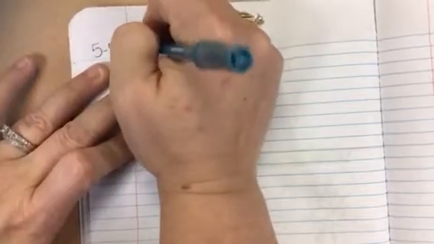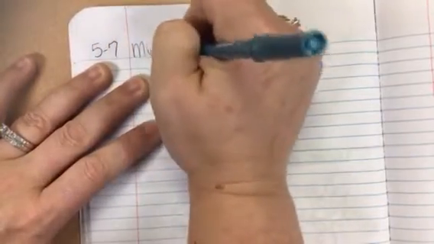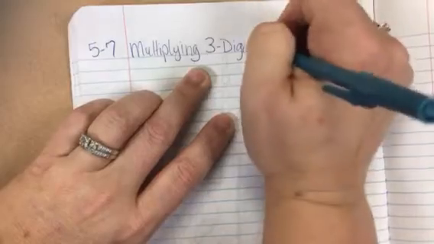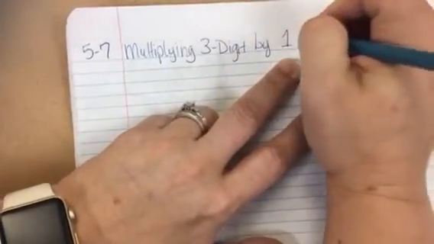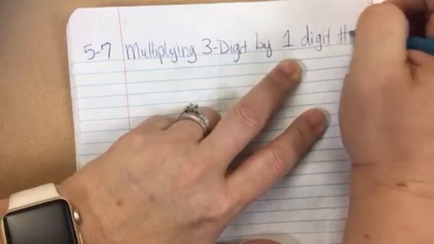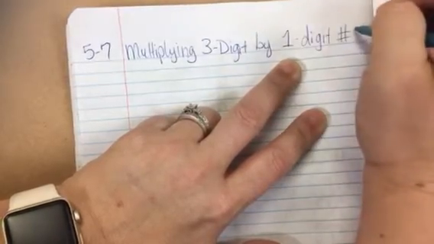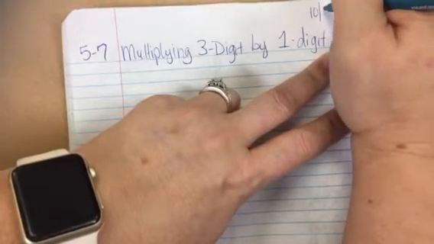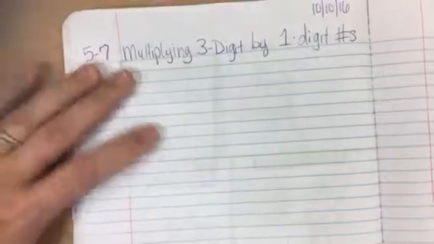Okay, today the lesson is 5-7 and it's multiplying three-digit by one-digit numbers. Our date today is October 10th, 2016. And this should be on page, I believe, 43, 44, 45.